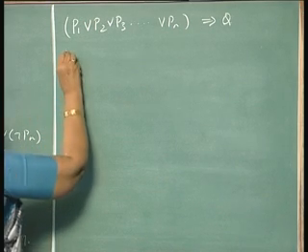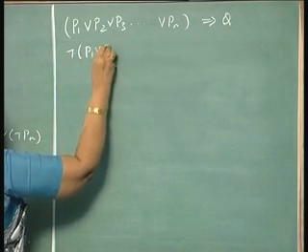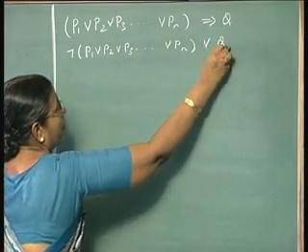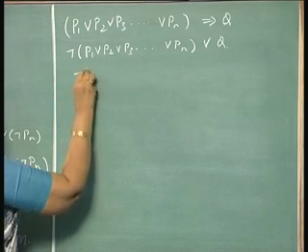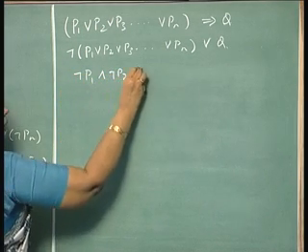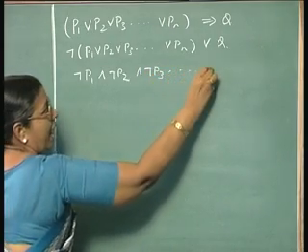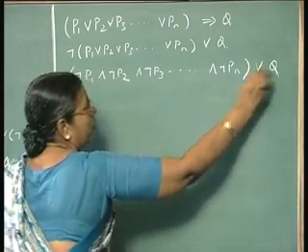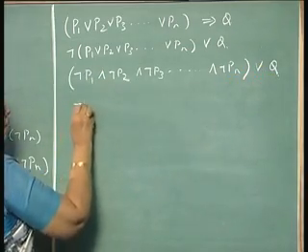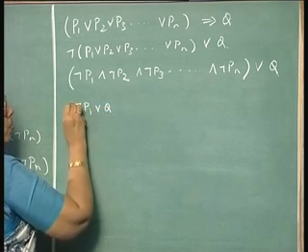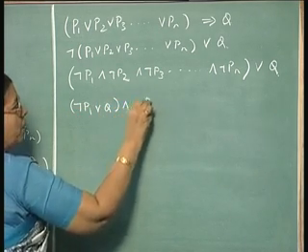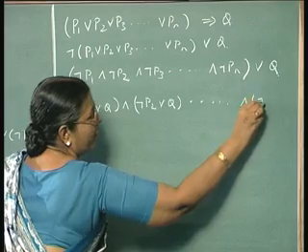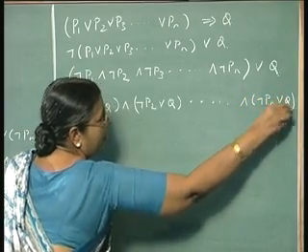This you can write as not of P1 or P2 or P3 or Pn or Q, and using De Morgan's law, this will be not of P1 and not of P2 and not of P3 and not of Pn or Q. Using distributivity, this will be not of P1 or Q and not of P2 or Q, etc., and not of Pn or Q.